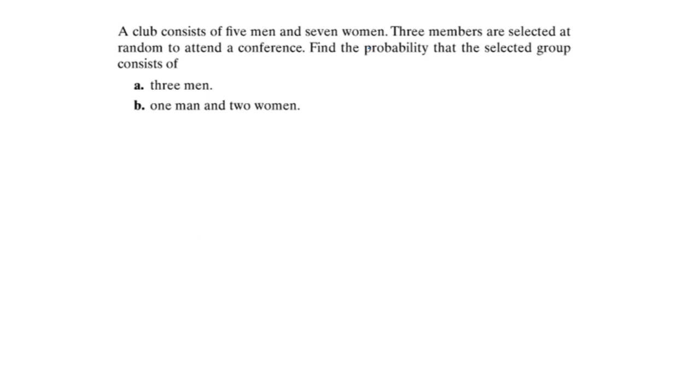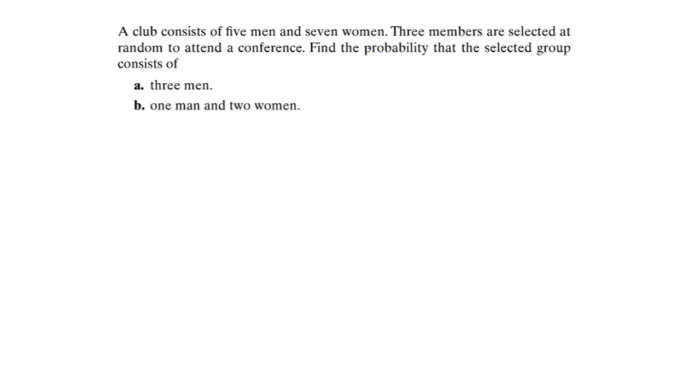A club consists of 5 men and 7 women. 3 members are selected at random to attend a conference. Find the probability that the selected group consists of part A, 3 men, and then find the probability of part B, which is 1 man and 2 women.